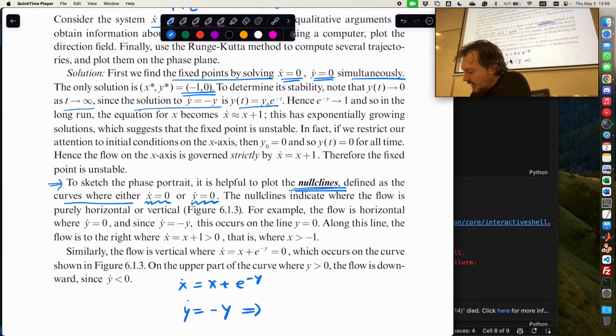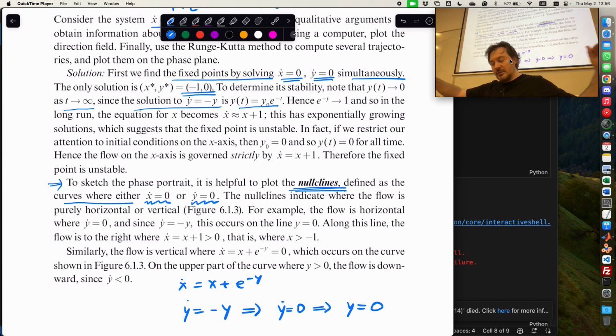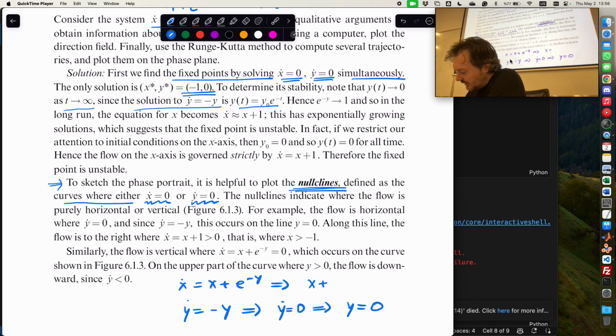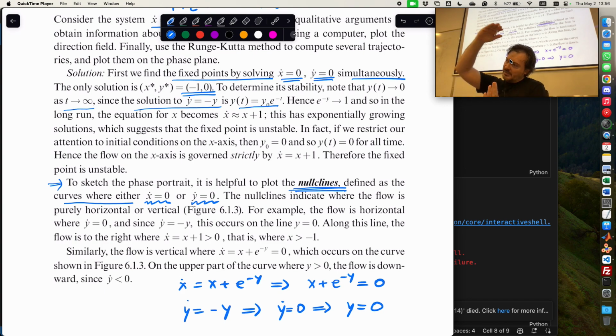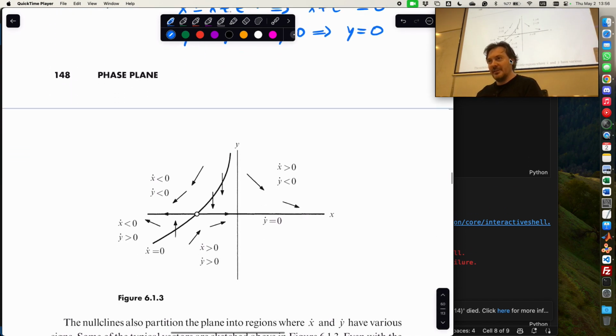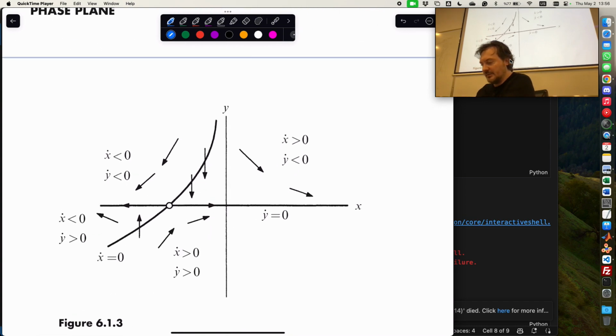For this one, the null line is y dot equals 0, which is when y is equal to 0. Is that right? So the whole x-axis is a null line. Okay. For this one, it's a more complicated equation, which is just x plus e to the minus y equals 0. It's like e to the minus e to the minus y, but drawn like this. Here it is. Okay. We have it plotted already.